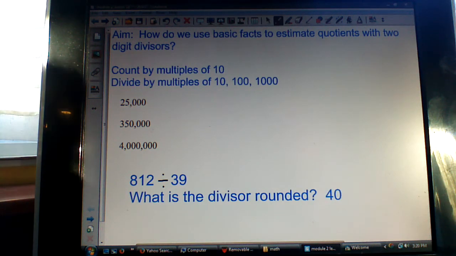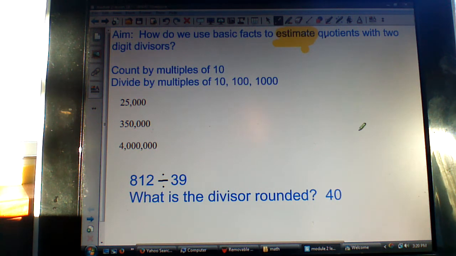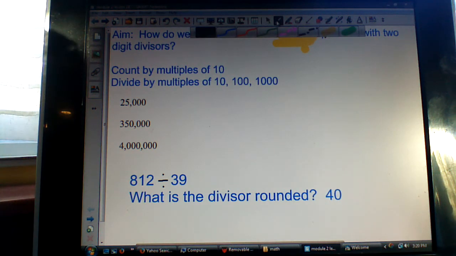Hey guys, okay, we're on lesson 18, and today our aim is how do we use basic facts to estimate. That's our key word here, okay? Estimate quotients with two-digit divisors. So first for a warm-up, we're gonna count by multiples of 10.